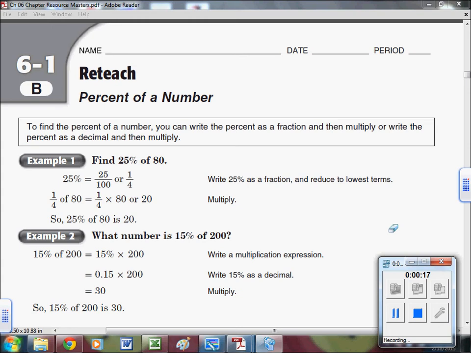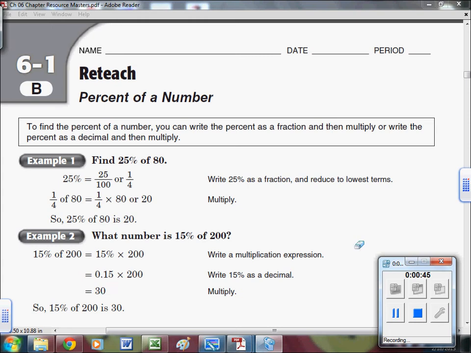Now, before we start, if you don't think you know how to convert between percents and fractions or percents and decimals, take a moment to go watch the previous video that we posted on how to convert between percents, fractions, and decimals. Watch that video first, at least skim it. Make sure you understand how to convert between them, because you're going to need to be able to do that in order to do these calculations and these examples.